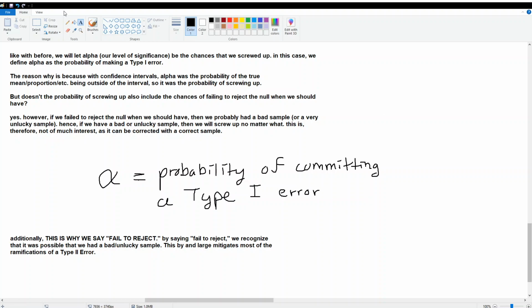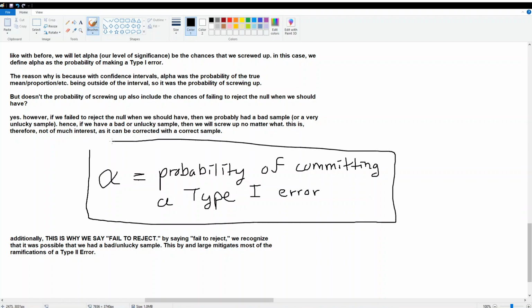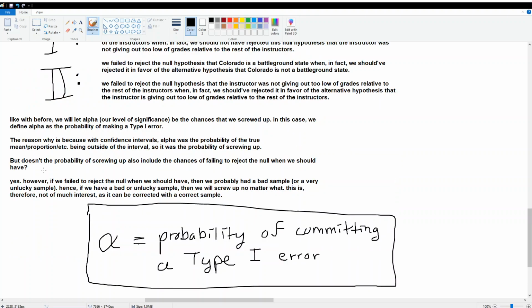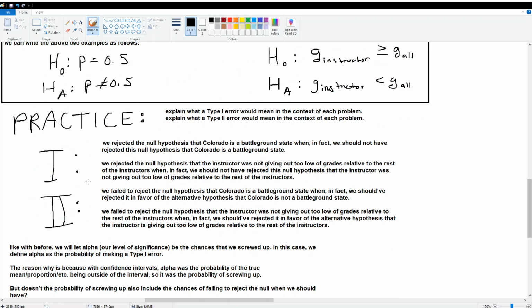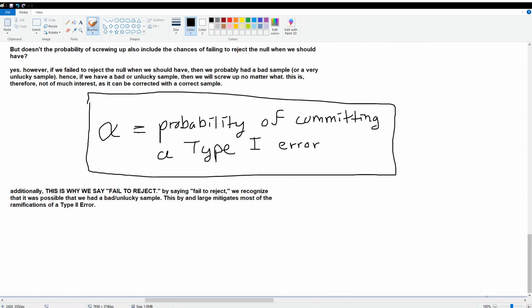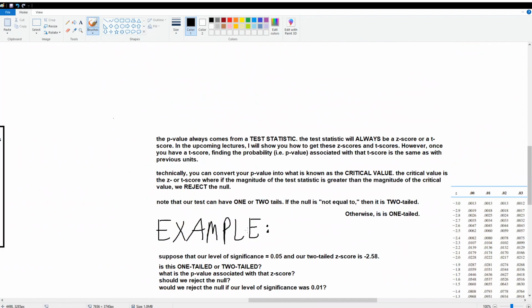Therefore, and this is something you need to have on your cheat sheet, I'm going to assess you on it. Alpha is the probability of committing a type 1 error. So if alpha is 1%, then we have a 1% chance of making a type 1 error. In the case of the Colorado example, we could say that there is a 1% chance that we reject the null that Colorado is a battleground when, in fact, it is. Okay? Let's move on.